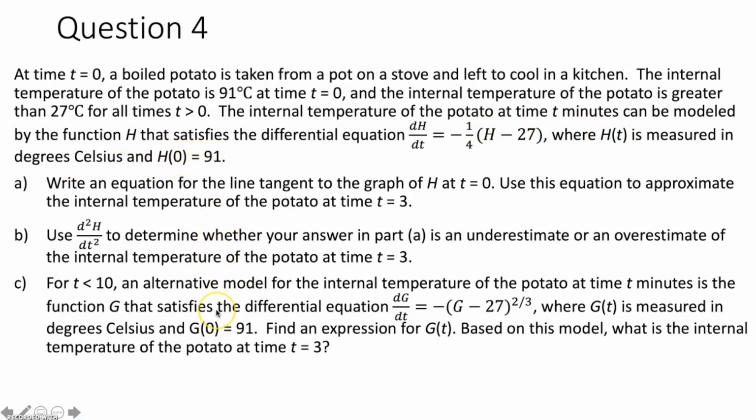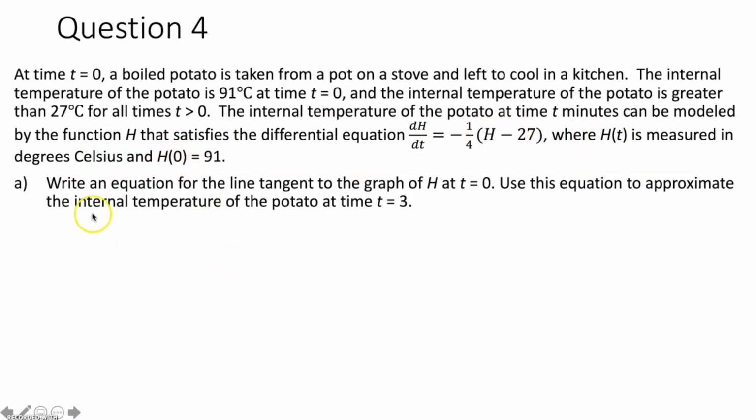So we have 3 parts to our question here. Let's take each part individually. The first part says write an equation for the line tangent to the graph of h at t equals 0. Use this equation to approximate the internal temperature of the potato at time t equals 3. So again, don't get too excited right away and try to solve this differential equation. It says write the equation of the line tangent to the graph of h at t equals 0. So we want the equation of a tangent line.